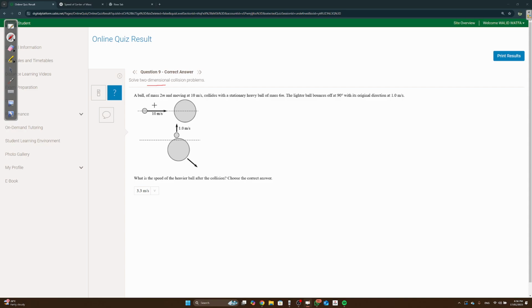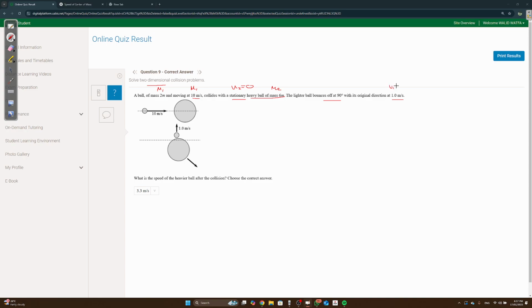Okay, a ball of mass 2m moving at 10 meters per second collides with a heavier ball of mass 6m, stationary. So we're going to call this m1, and this u1, we're going to call this m2, and u2 is 0. The lighter ball bounces off at 90 degrees with its original direction at 1 meter per second.